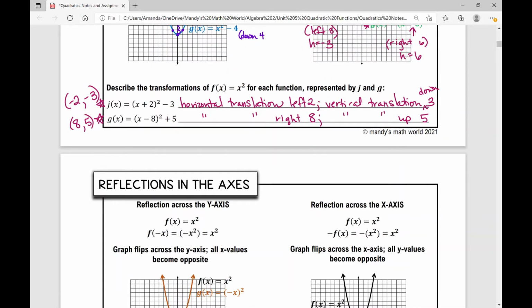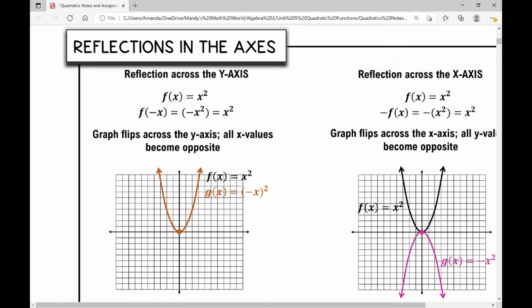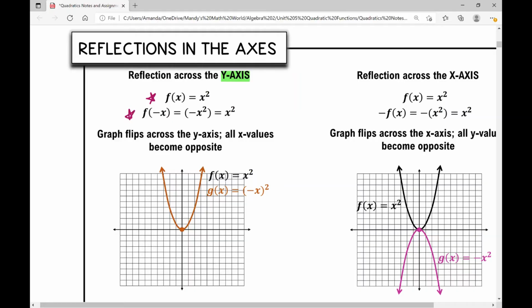Reflections in the axes. And let's first look at a reflection across the y-axis. Okay, so right here, the y-axis. So what happens when you're reflecting something across the y-axis? You get opposite x, right? It's opposite all of your x values. So if I have my parent function here, I can denote it like this, f of negative x, right? The opposite of x. So what is that going to look like?